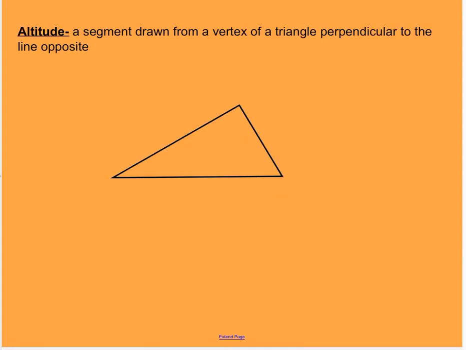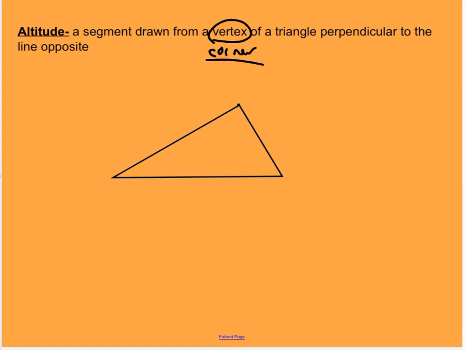Okay. So now an altitude. An altitude is a segment drawn from the vertex of a triangle perpendicular to the line opposite. Vertex just means corner of a triangle. So every triangle technically has got 3 altitudes.